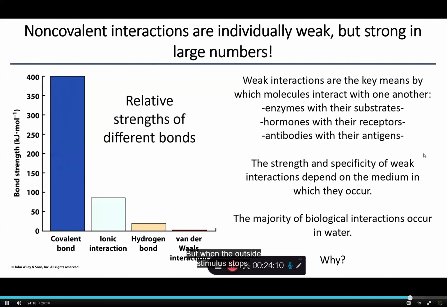And so the strength and specificity of these weak interactions depend on the medium in which they occur. And the majority of biological interactions occur in water. Why? Because water can hydrogen bond and contribute to these interactions, and it can also contribute via the hydrophobic effect. And so it represents the perfect medium for these reversible biological reactions to take place.